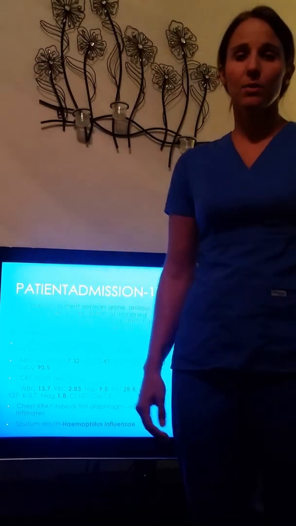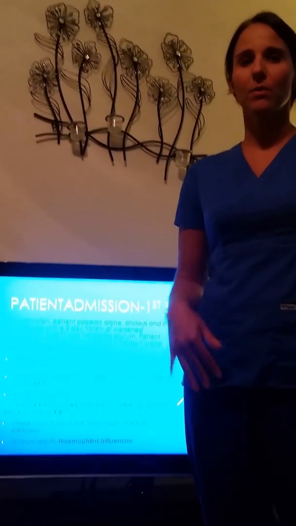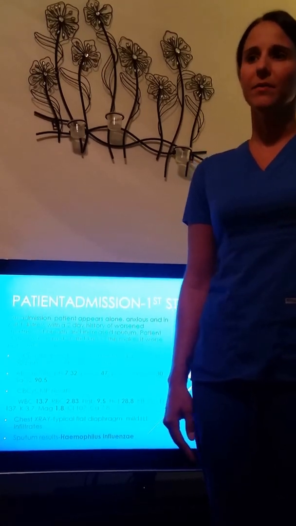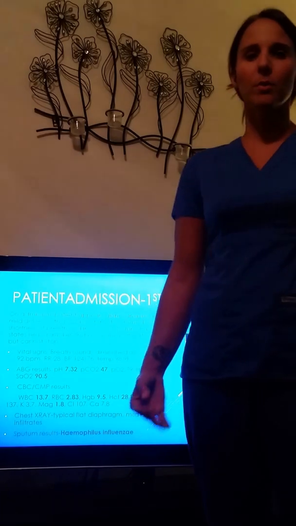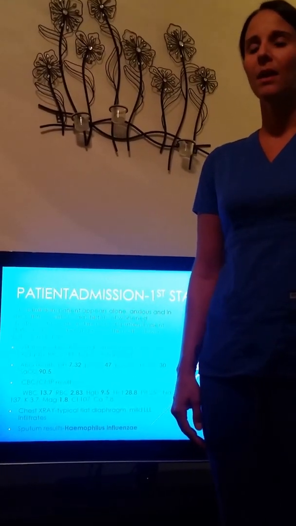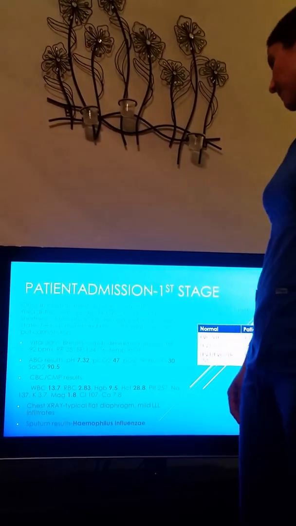Chest x-ray, so why do we want to get a chest x-ray? Well, obviously to see if anything else is going on, if his heart is enlarged, if he's got infiltrates in his lungs. So we obtained that. It looks pretty normal for the most part. He's got the typical flat diaphragm for COPD. He does have some mild infiltrates in his left lower lung.